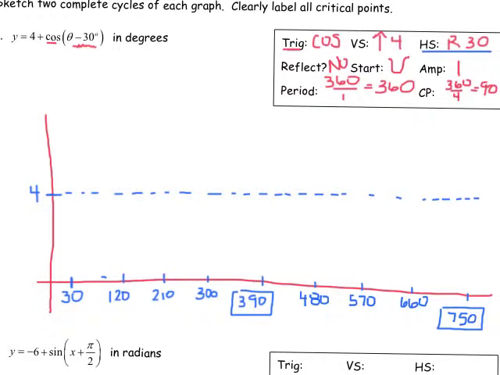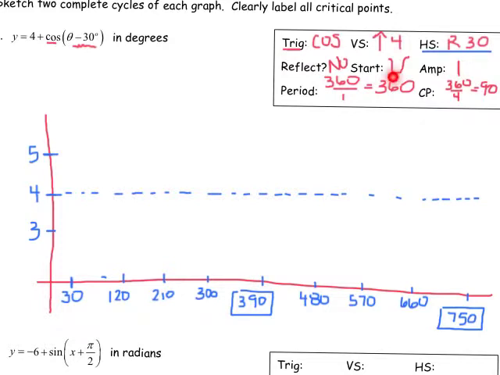Okay, we're not reflecting. We're going to start like this. Our amplitude is 1, so let's go ahead and finish the y-axis. So that means that this is 5, and this is 3. And that's everything on my box. So now I just need to start to draw it.